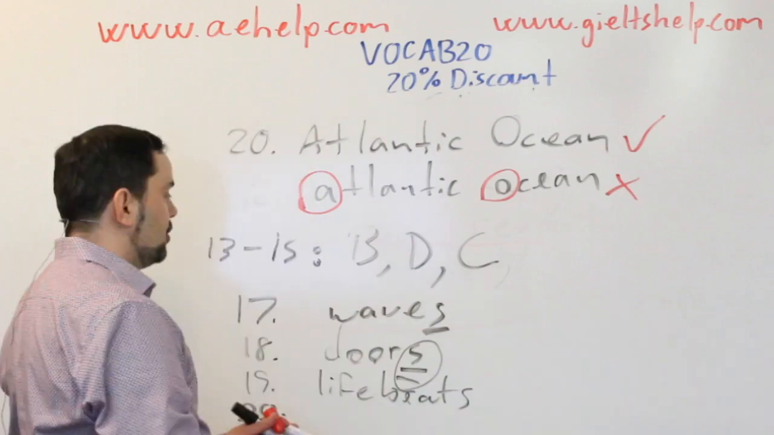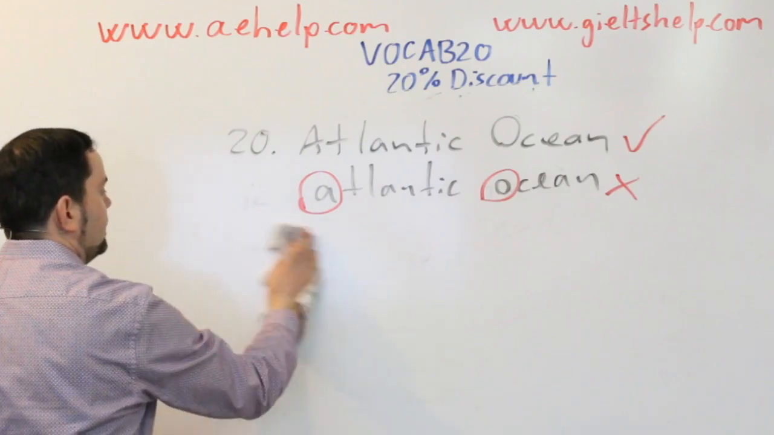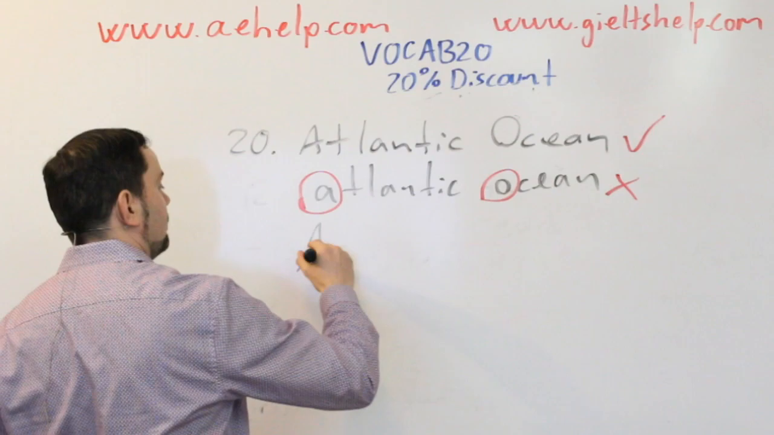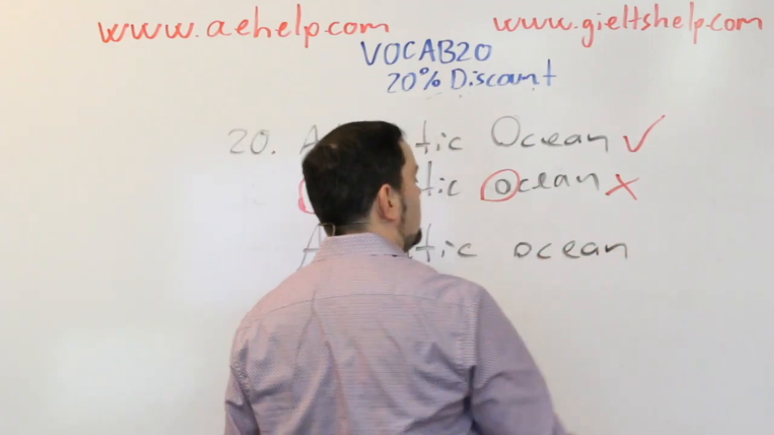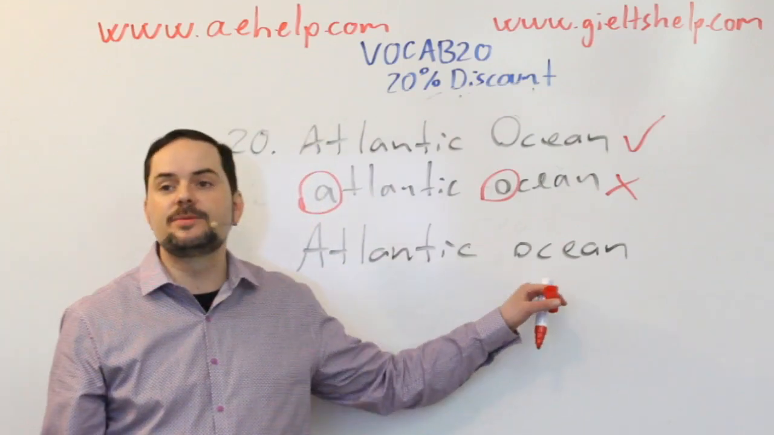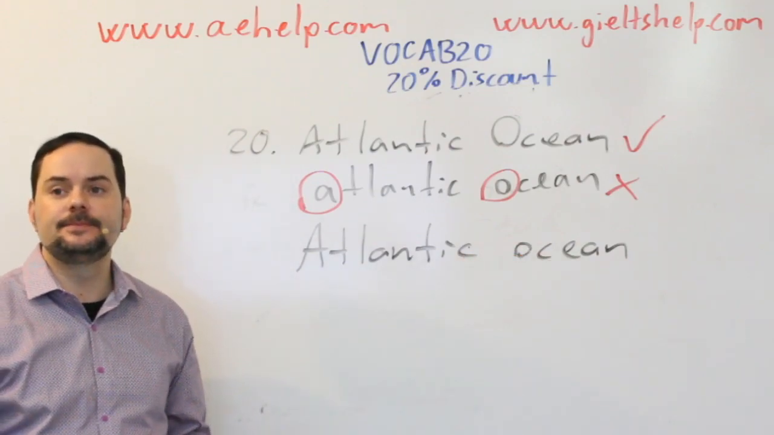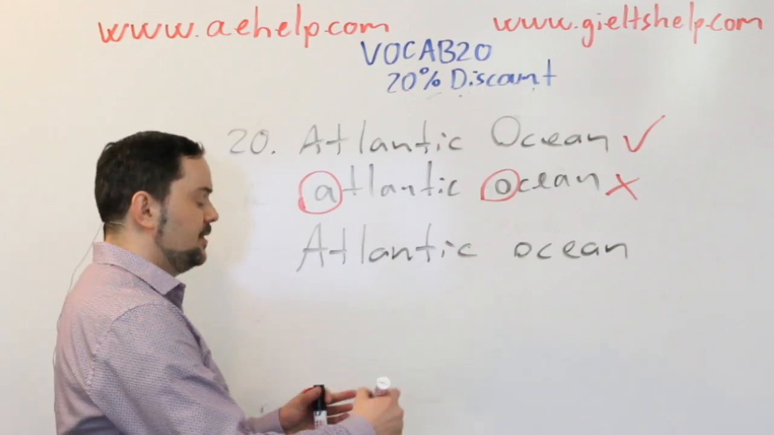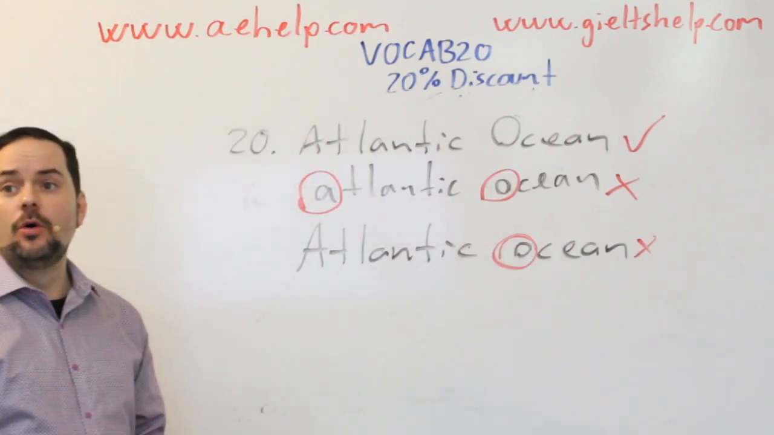All right, another question. If in my answer key, I write it like this, is that correct? Atlantic Ocean with Atlantic big and ocean small. So is it correct this way? No, that's right. It's wrong because the O has to be capital as well.